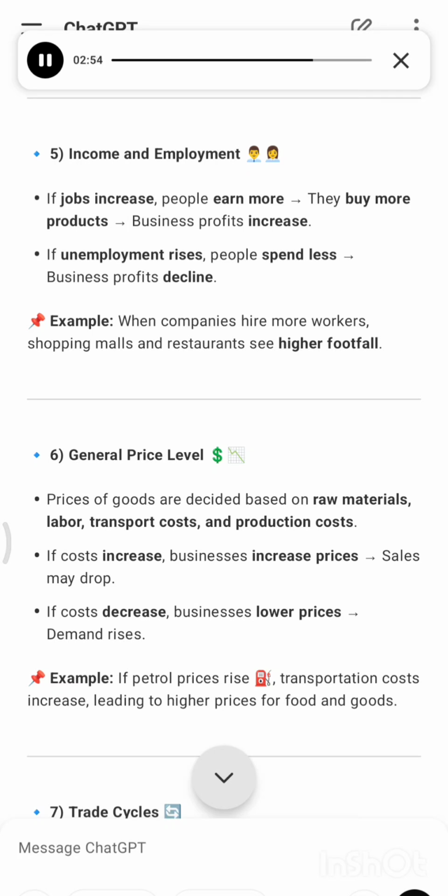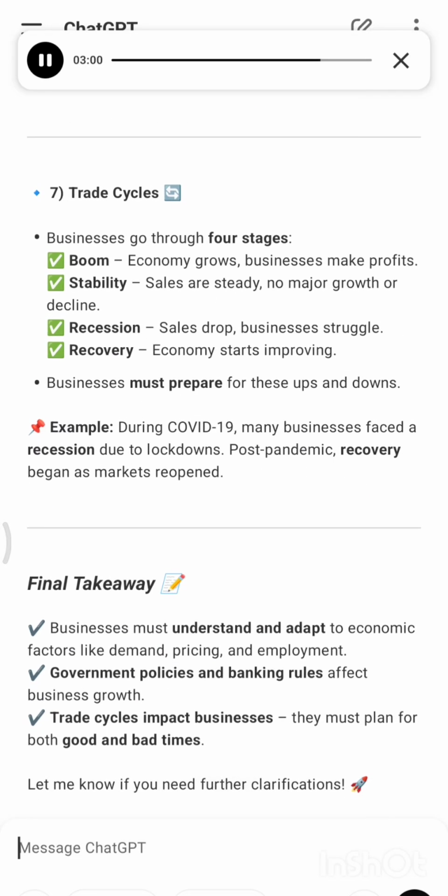7. Trade cycles. Businesses go through 4 stages. Boom: economy grows, businesses make profits. Stability: sales are steady, no major growth or decline. Recession: sales drop, businesses struggle. Recovery: economy starts improving. Businesses must prepare for these ups and downs. Example, during COVID-19, many businesses faced a recession due to lockdowns. Post-pandemic, recovery began as markets reopened.